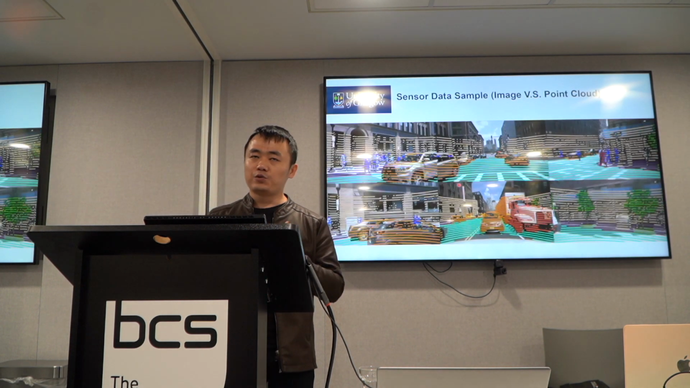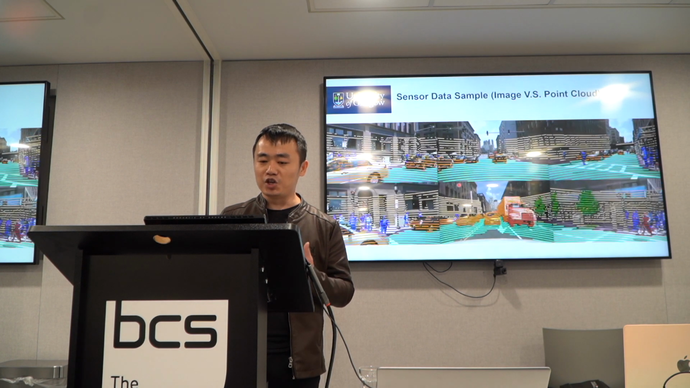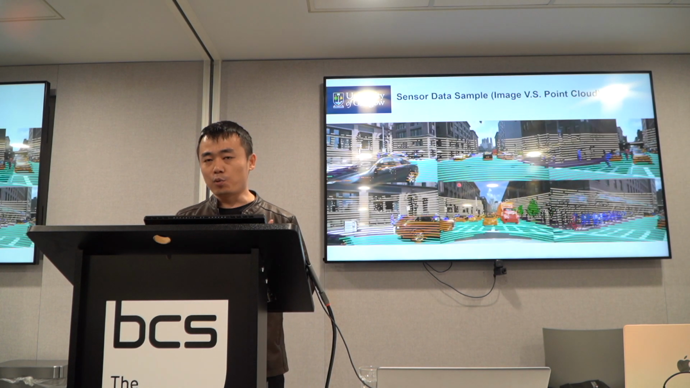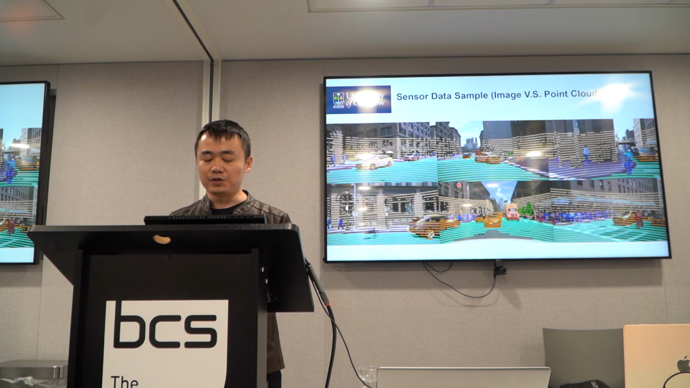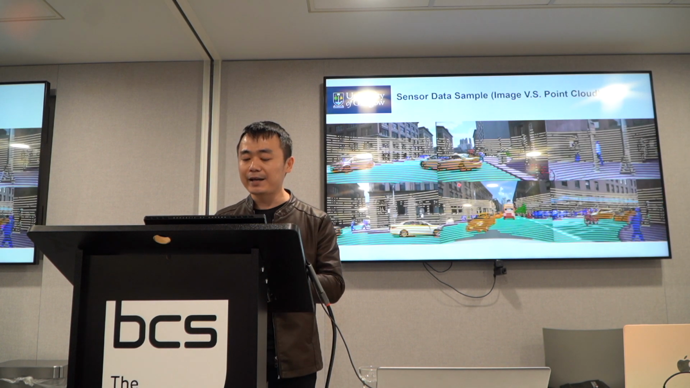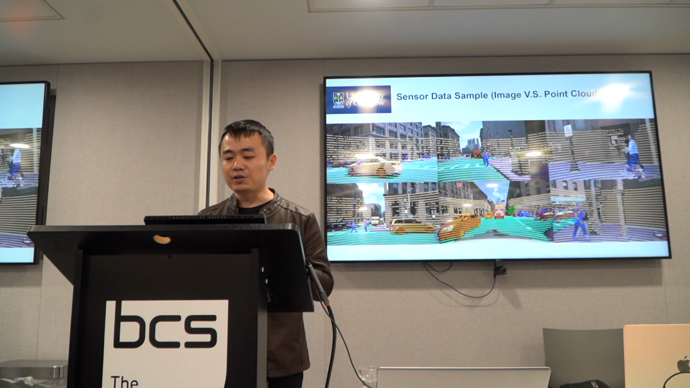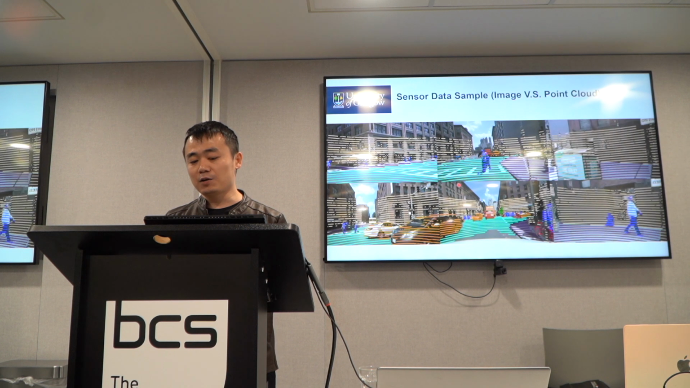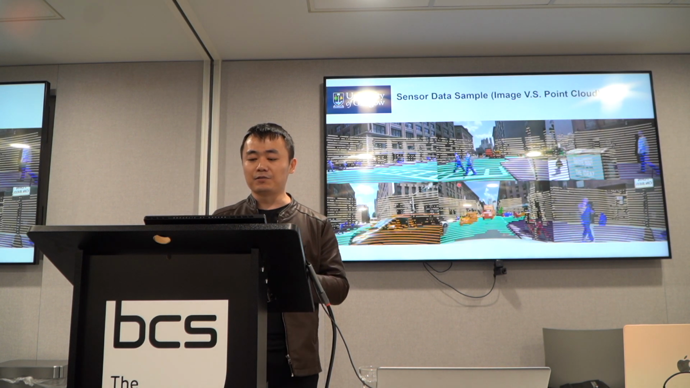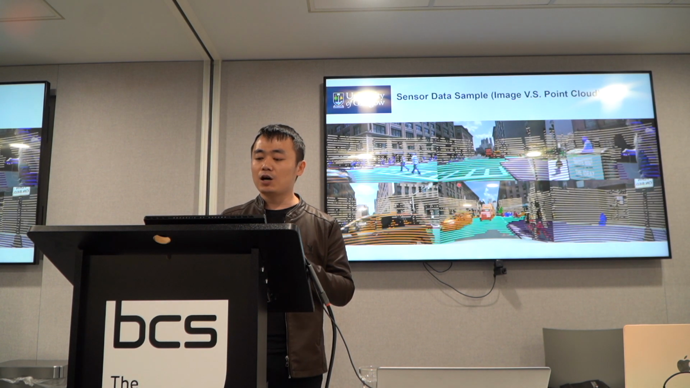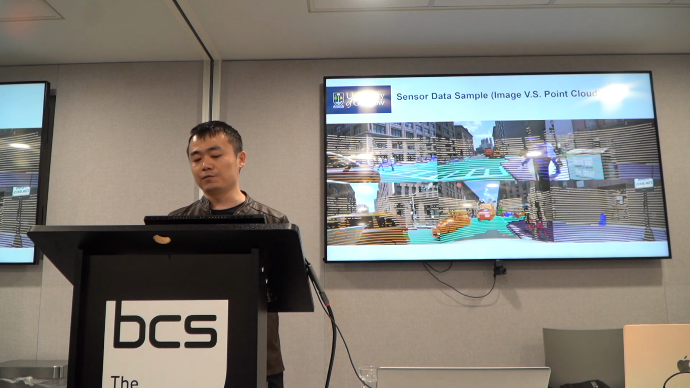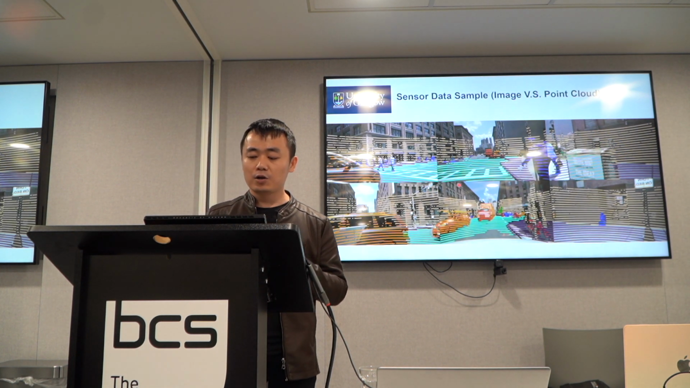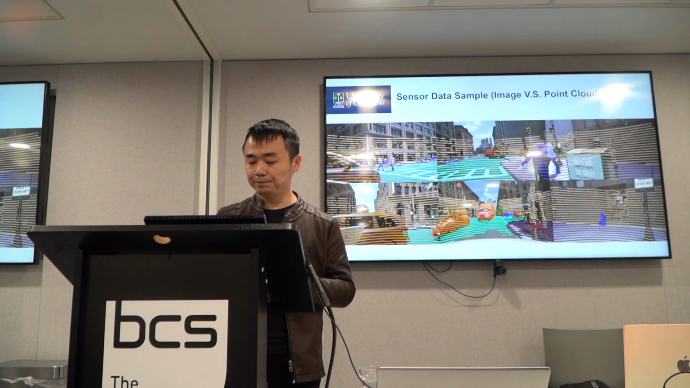So it will capture the multi-view images and also the point clouds from the radar sensor and the LiDAR sensor. This is a sensor data example of the point cloud overlaid on the multi-view images, and the color shows the semantic labels of the points for the pedestrian, cyclist, car, truck, road, etc.